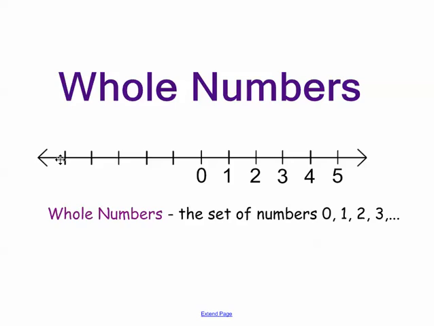Whole numbers. Whole numbers is a set of numbers starting at 0 and going up. They are whole numbers. So go ahead and write down this definition. If you want to write the example on the number line, you can.